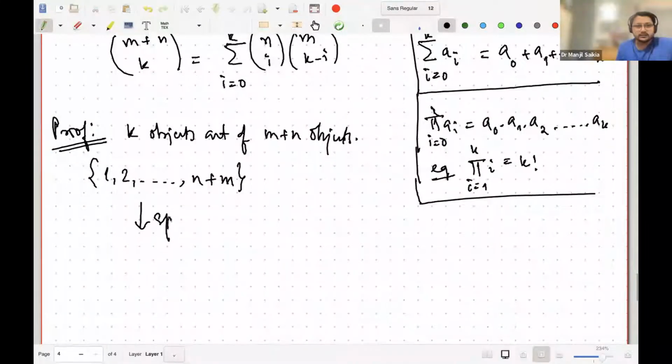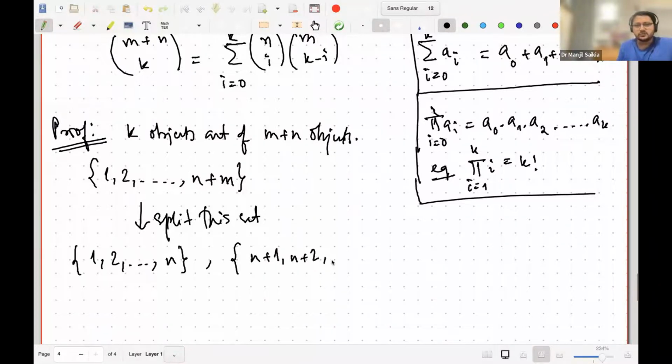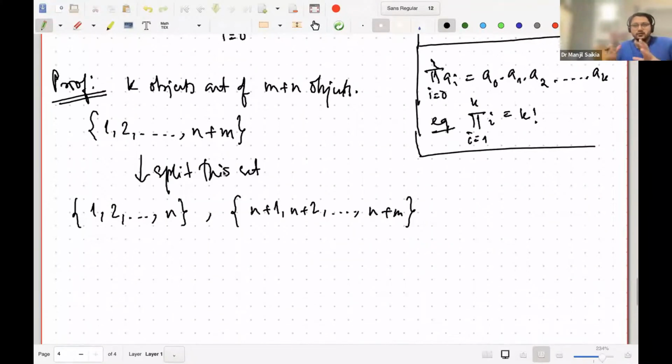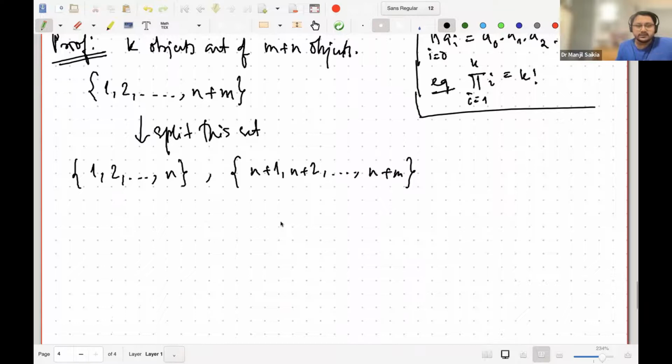Now let me split this set into 2 different sets: 1, 2, and I stop at say n, and then in the next set I start from n plus 1, n plus 2, and I go on until n plus m. So the total number of elements in both the sets combined is still the same as the total number of elements in this set. So this problem of choosing k objects out of this set is equivalent to choosing k objects out of the combined total of these two sets. And I can do this again quite simply.